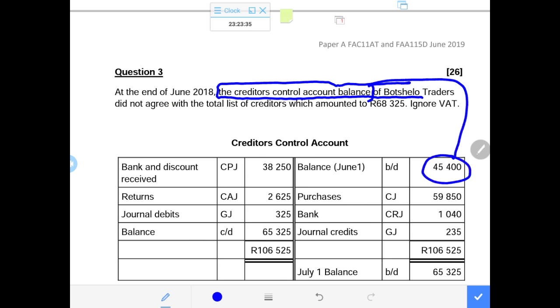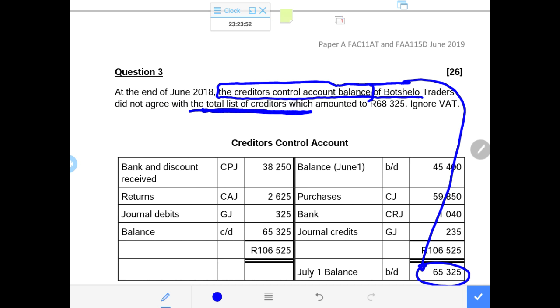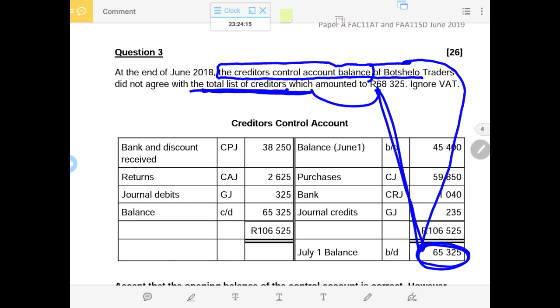In fact, not that balance to be specific. They are referring to the balance at the end. The balance of 65,320.25 is not the same as the total list of creditors. Here we have our total list of creditors with an amount of 68,325. We can see that 65,000 and 68,000 are not balancing. But at the end of the reconciliation, these two must be the same. The total of the list of creditors must be the same as the balance in the creditors control account.